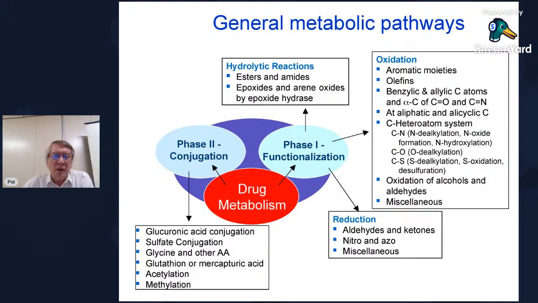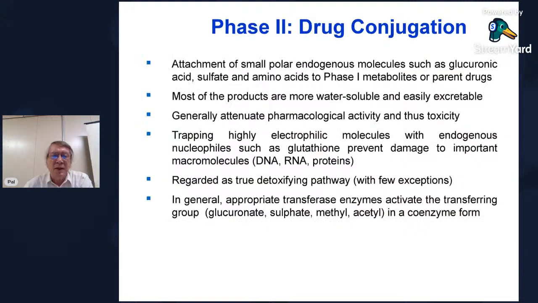The phase 2 transformations are conjugation reactions in which the parent substance or its phase 1 metabolite is conjugated with glucuronic acid, sulfate, amino acids, as for example glycine, glutathione, or undergoes acetylation or methylation. Briefly, we will see these transformations, concentrating on the phase 2 drug conjugations.